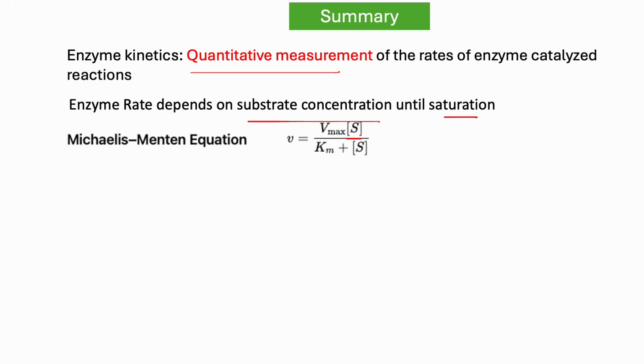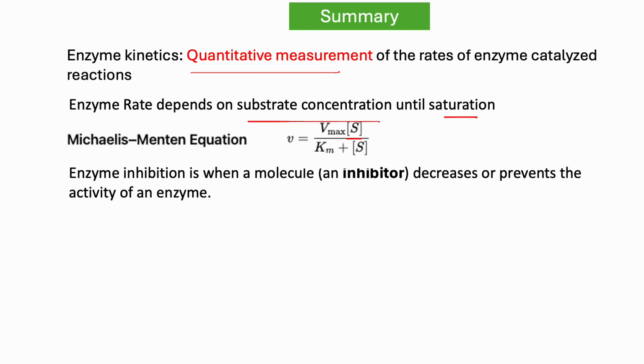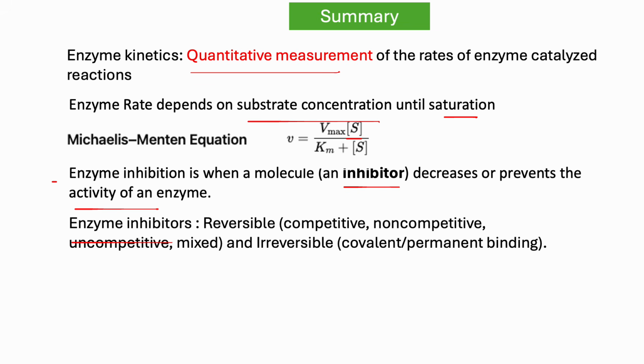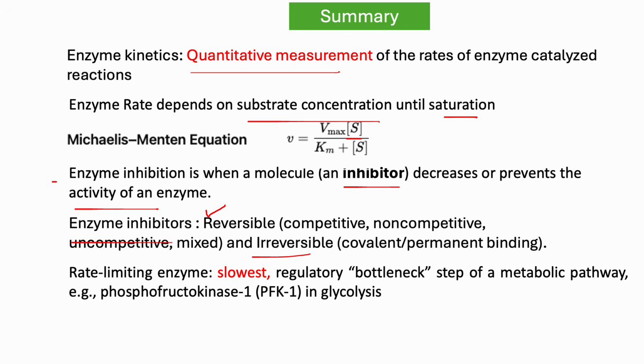And then we can see enzyme inhibition. Enzyme inhibition is when a molecule or an inhibitor decreases or prevents the activity of an enzyme based on the need of the reaction or pathway. Enzyme inhibitors we can classify in two ways. One is reversible, that is competitive, non-competitive or uncompetitive, and another one is irreversible, that is covalent or permanent binding. And the rate limiting enzyme, the slowest enzyme of any pathway, we can call the regulatory bottleneck, because it will control the whole metabolic pathway.